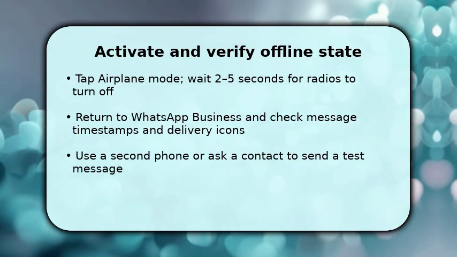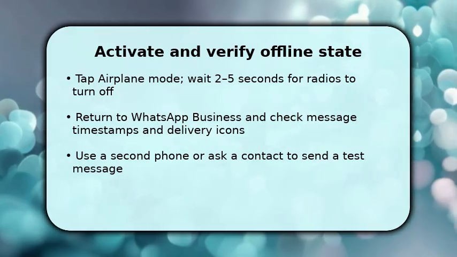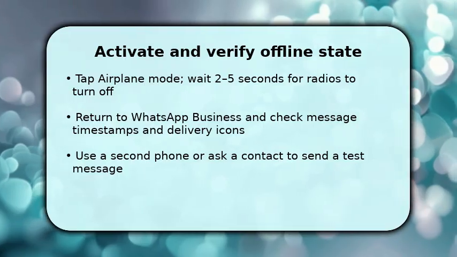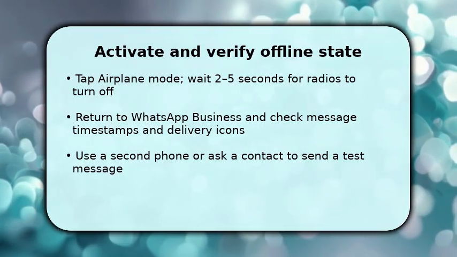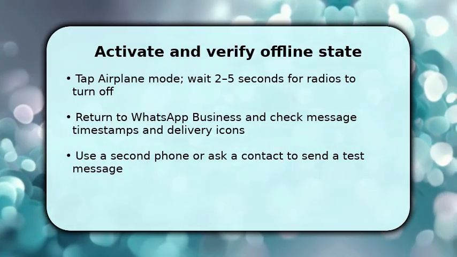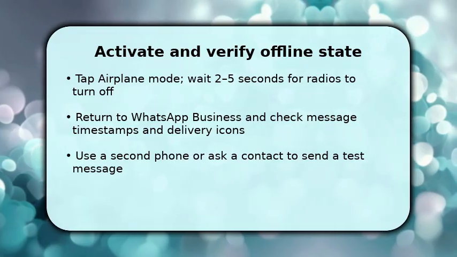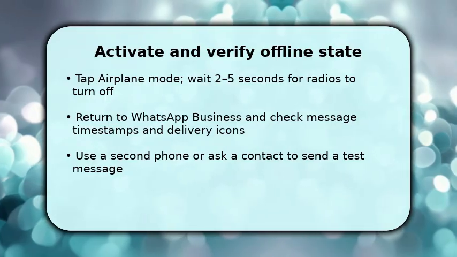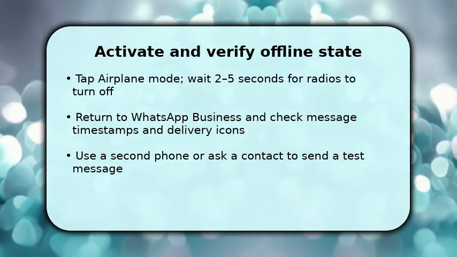After toggling, return to WhatsApp Business and look at message ticks. New sends won't show double ticks because delivery is blocked. To confirm, have someone send you a test message or use another device. Seeing single ticks or no push notification proves you're offline. Make sure to observe both chat behavior and the system's status bar icons.